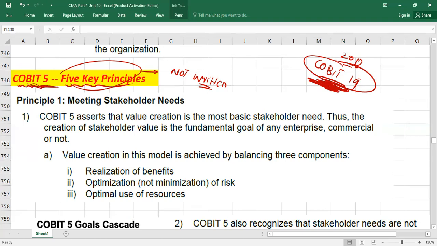So why is it called Cobit 5? As I told you, it is a framework. Simply, you can remember it is a framework relevant to IT, right? And Cobit 5 has 5 key principles. So let me tell you what the 5 key principles are.